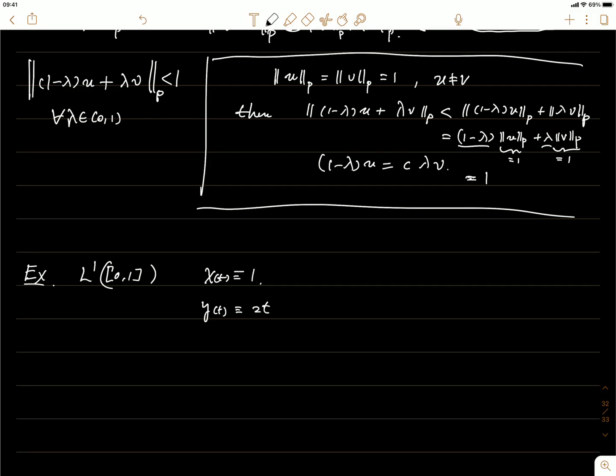Okay. So in this case, if I draw the picture, 0, 1, 2. So I know the x is just a constant function, it's 1, and the y is this function. So I can take an average of them. So 1/2 times x(t) plus 1/2 times y(t) just gives me 1/2 plus t, and that is just this line. Okay, just this line.